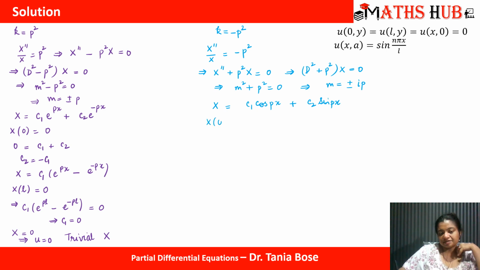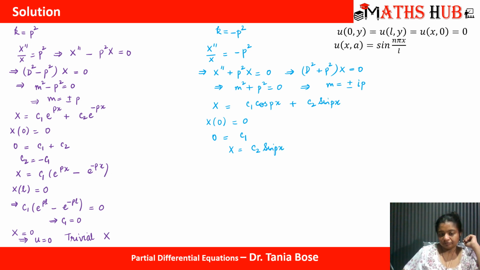Now, again, let's apply the first boundary condition, that is x at 0 is equal to 0. So we will get 0 is equal to c1 cos 0 is 1, C2 sin 0 will become 0. So this implies C1 is equal to 0. So x will turn out to be C2 sin px, right?